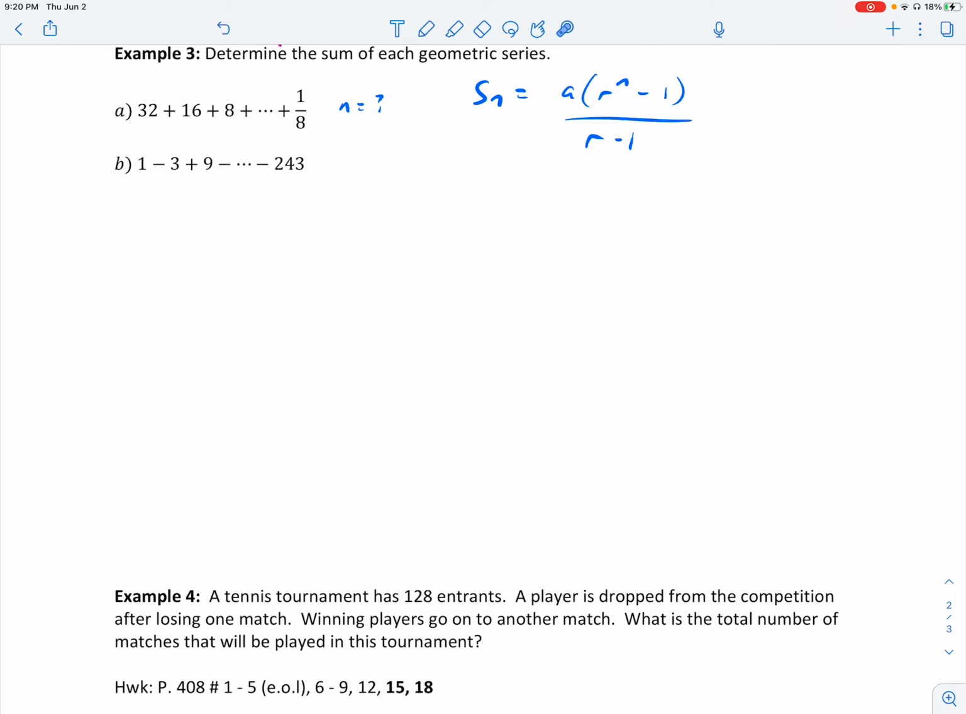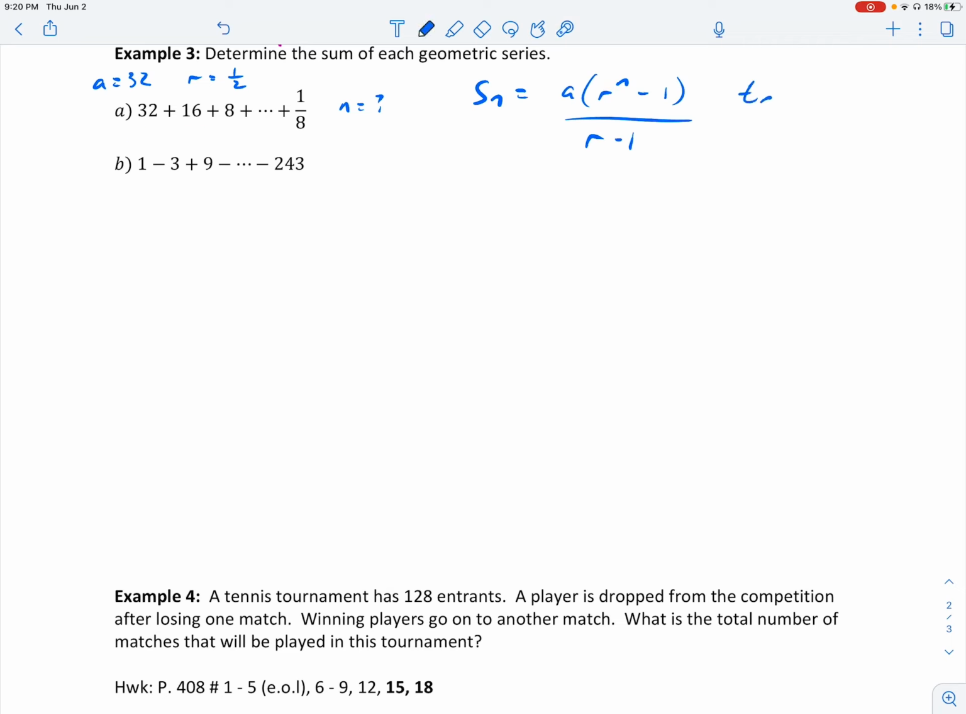And I can see a, that's my first term, right? So we have a equals 32. And I can see my common ratio. We'd be multiplying by a half each time. So r is 1/2. So I've got a and r. I just need n in order to find this series. So I need to know how many terms there are.